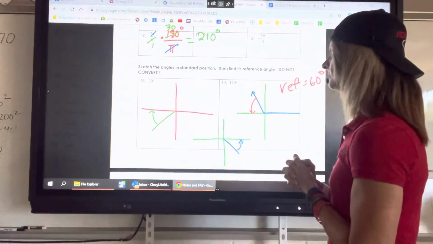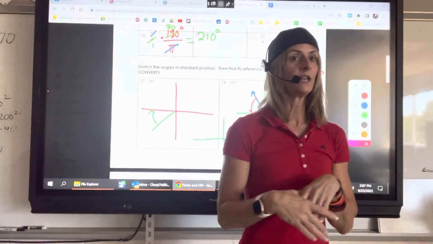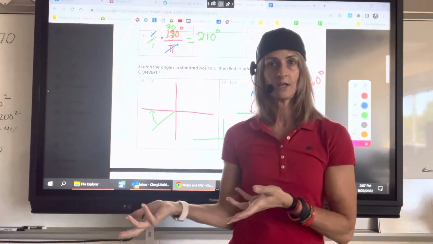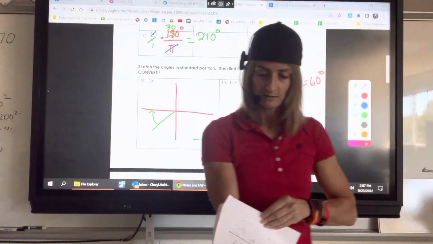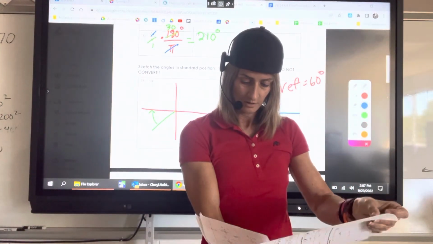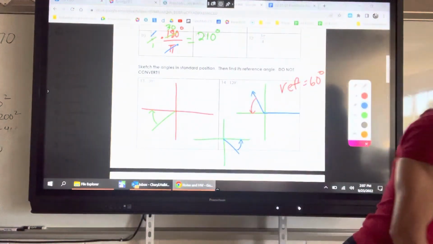It says do not convert, so if you get a problem that's in degrees, you want your answer to be in degrees, and if you get a problem that's in radians, you want it to be in radians. And I think that is it for those. We're going to do some more problems in class, but my video is over.